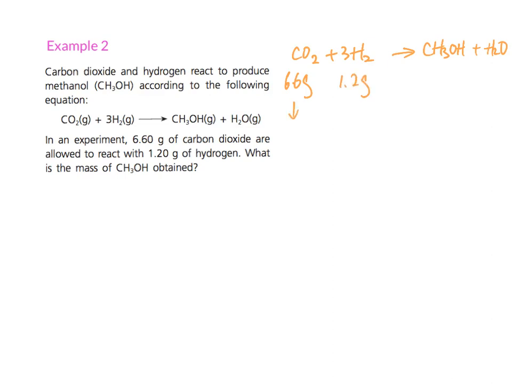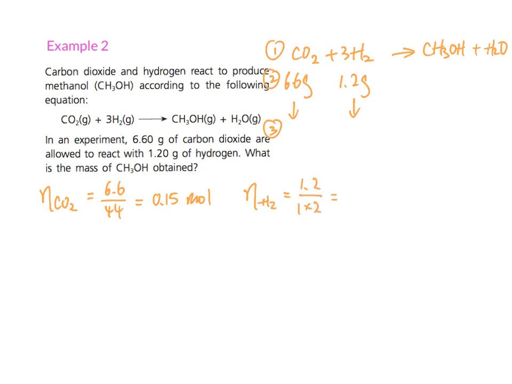So this is stage 1, step 2, and then step 3, you're going to find out the number of moles of CO2 and H2 correspondingly. For CO2 would be 6.6 divided by 44, so this one will be 0.15 mole, while the other one, H2, you got 1.2 divided by 1 times 2, so this one will be 0.6 mole.